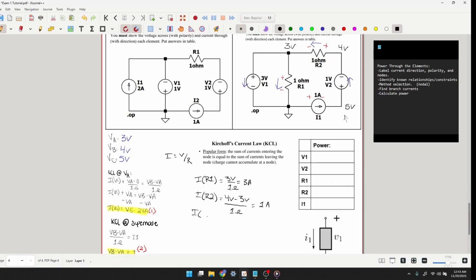If we try to get the current for IV2, we can do a mini KCL at node VC, this one right here. According to KCL, with the convention up here, IV2 should be equal to I1, which is 1 amp.